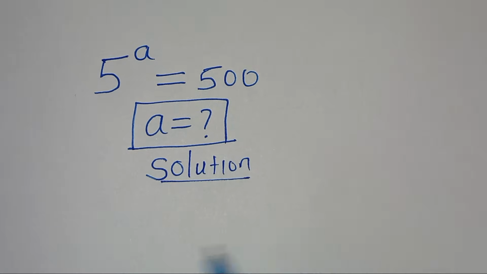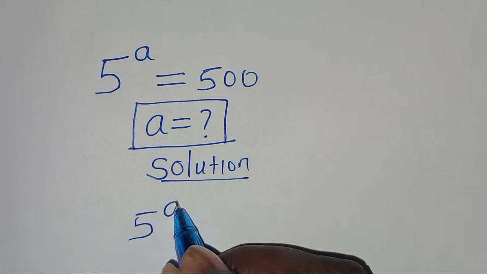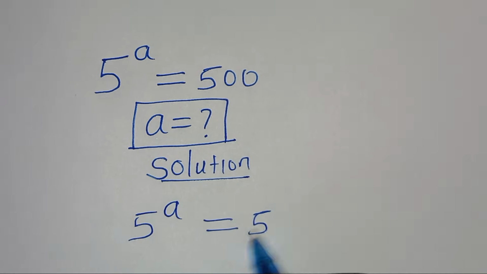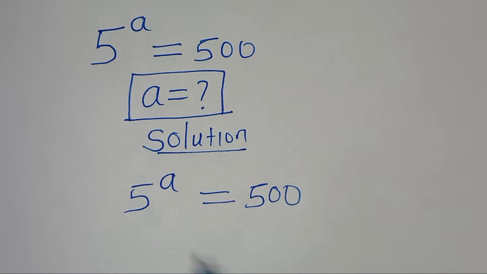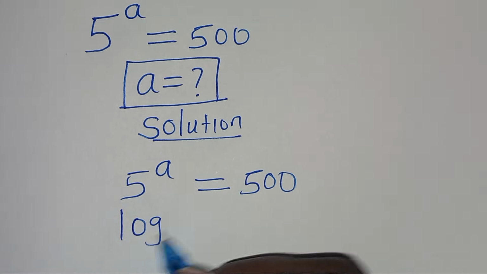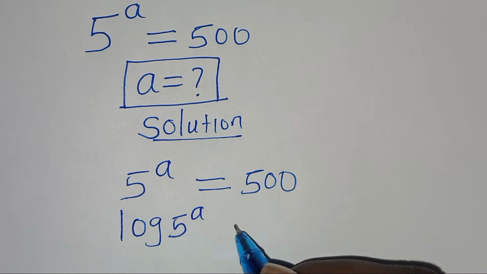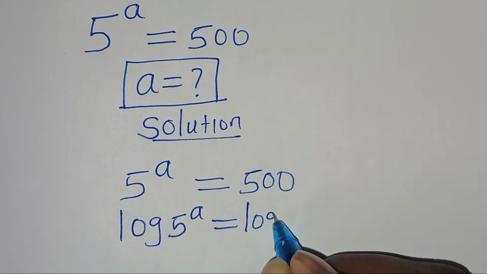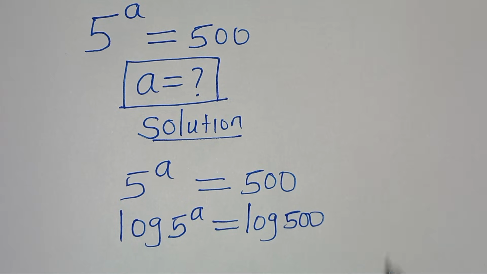So now we have 5 to the power of a, and this is equal to 500. To solve for a, we introduce logarithm on both sides. We have log 5 to the power of a, and this is equal to log 500.